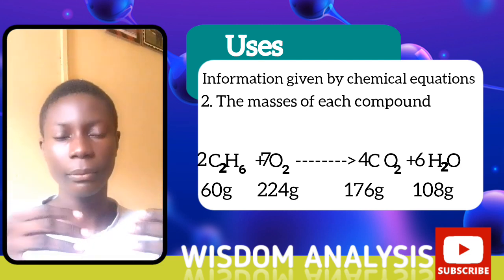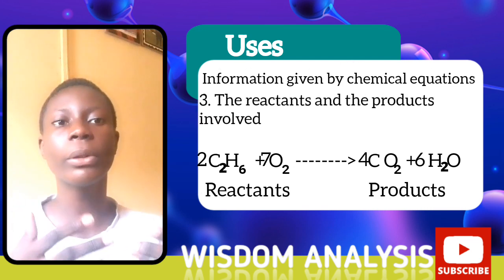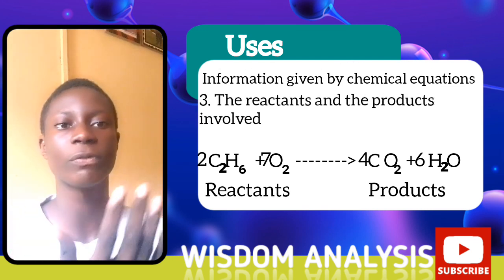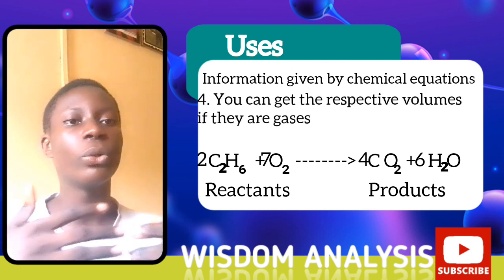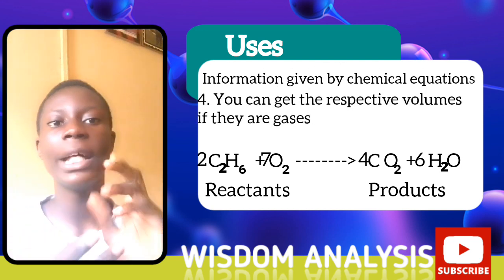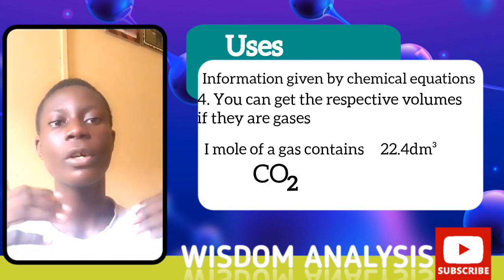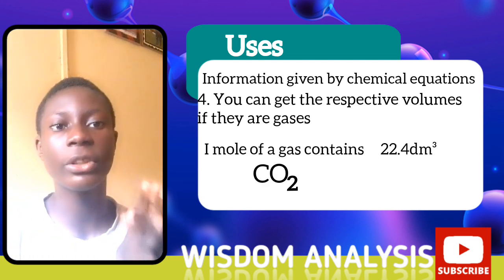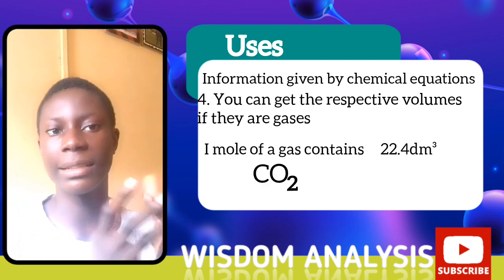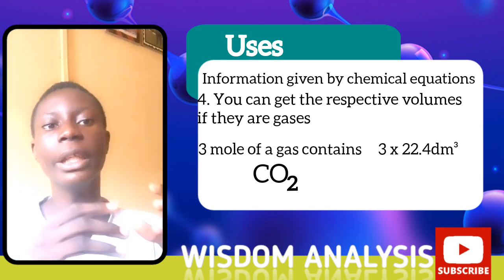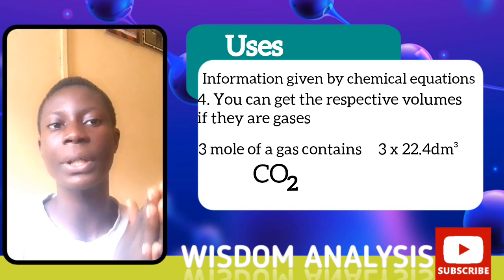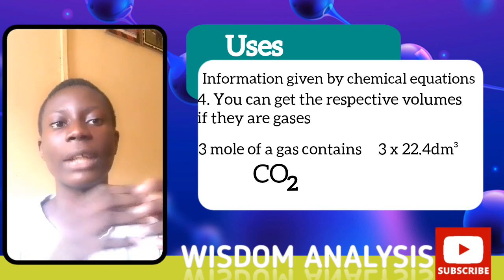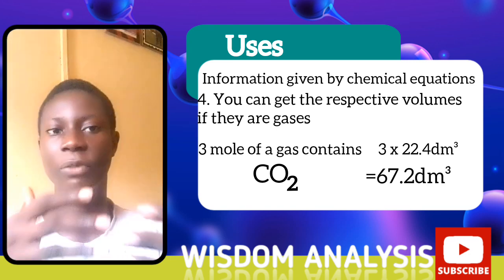All right. So the next is, from the chemical equation, you will know the reactants and the products involved, and this is very, very clear. And now if they are gases, you can get their volumes. So if it's 1 mole of a gas, it contains 22.4 decimeter cube of volume. Okay, so if it is 3 moles, now you see that it is 3 times 22.4 decimeter cube. That will now give you the respective volume, that is if they are gaseous.